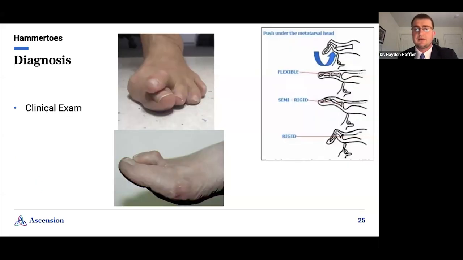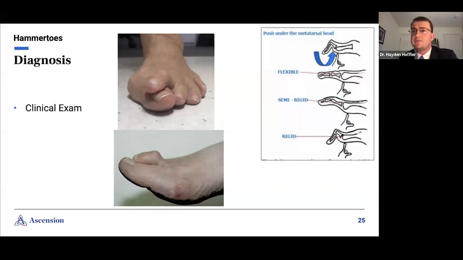All right, so diagnosis. What do I do when coming to my clinic? Kind of similar to bunions. I want to see you walk. I want to see how the toe moves when you move. I also take a look just standing or sitting in the exam chair. How is the toe sitting?